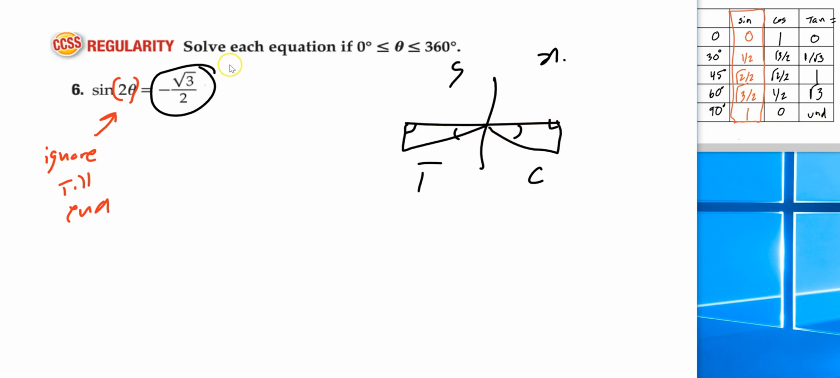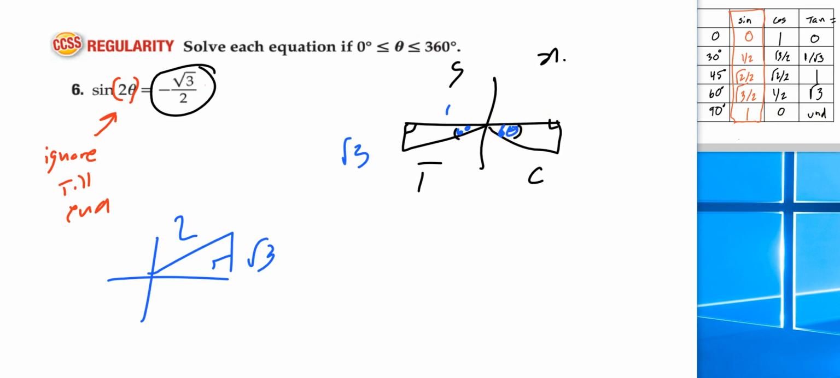But look at the thing they gave me, rad 3 over 2. So again, if you want to do the table, sine rad 3 over 2 is 60 degrees. Or again, if you want, you can draw a triangle. Sine is opposite over hypotenuse, and then you have to find the missing side. It doesn't even matter, you have rad 3 right there. Opposite of rad 3 is 60. So you know, if I have rad 3, it's going to open to a 60 degree angle.